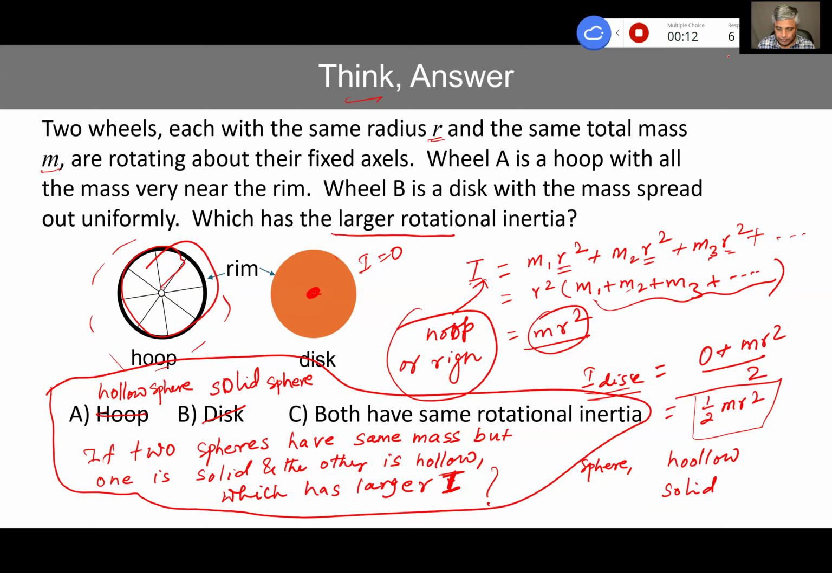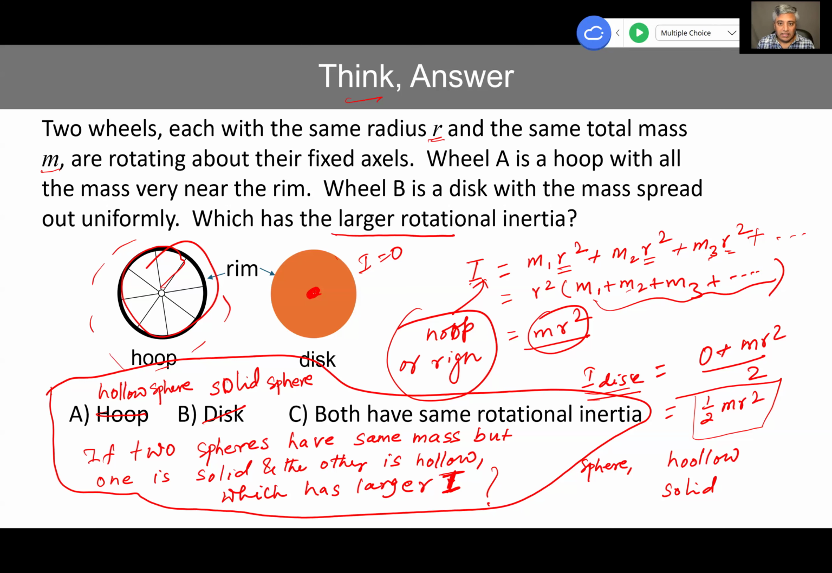Five more seconds. 5, 4, 3, 2, 1, and it stops. Okay, so let's see what we got. Hollow, just like before. Since the masses are far, it's going to have larger rotational inertia. So that makes sense. And you can find the rotational inertia of spheres in the book. I think one has 2/5, another one has 3/5 mr square.